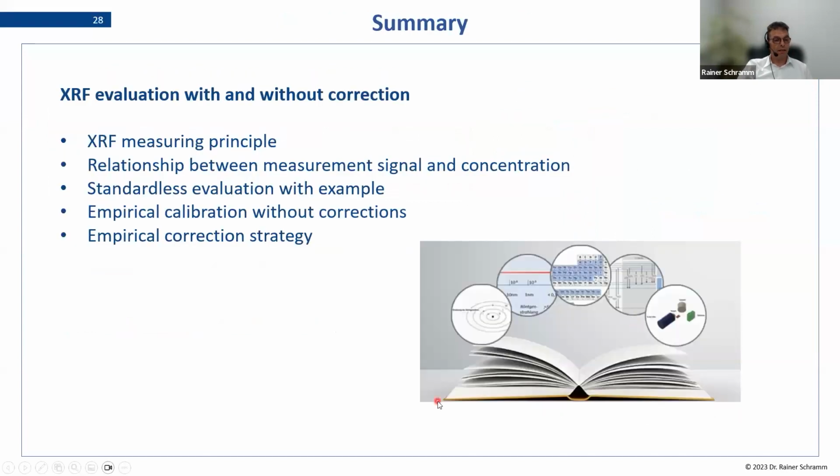So this is already the list of examples I would like to present to you today, and that means I explained the measuring principle. We talked about the signal and concentration ratio, and I explained that the standardless calibration approach is only possible if you can describe your sample 100%. If not, you have to go by an empirical correction to get your calibration under control.